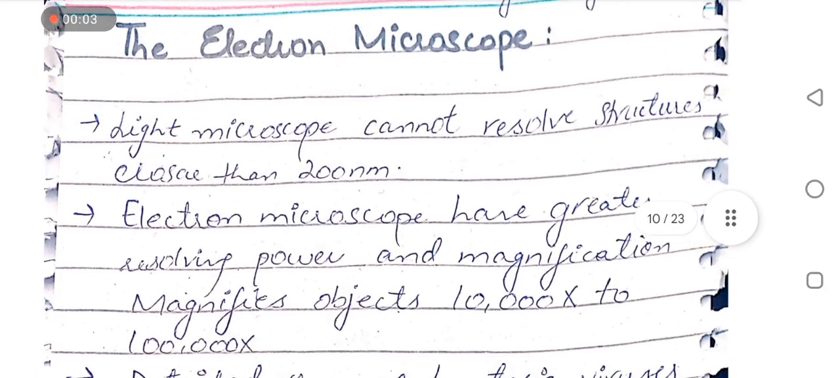Bismillahirrahmanirrahim. Welcome back to the second part of characterization of nanomaterials and nanoparticles. In today's lecture, we are going to discuss the electron microscope.